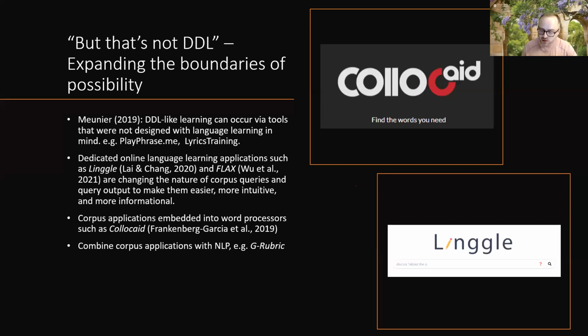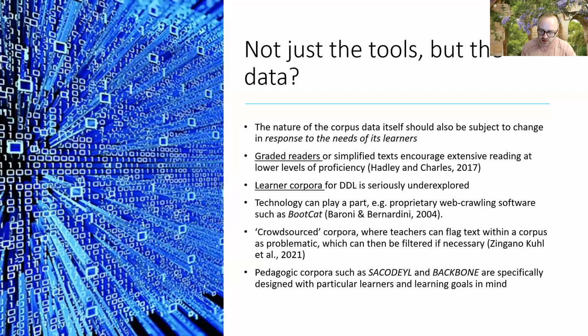As important as the tools, the nature of the corpus data itself should also be subject to change in response to the needs of its learners. One way is to make corpora more accessible through the use of graded readers or simplified text. Another data type that relates directly to the learner's experience is language produced by them. And learner corpora for DDL is an area that is seriously underexplored.